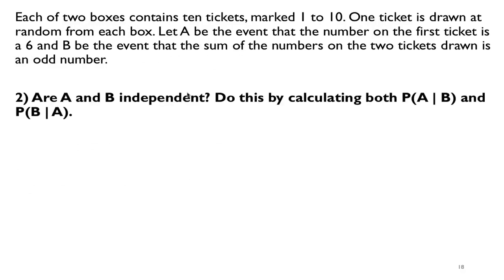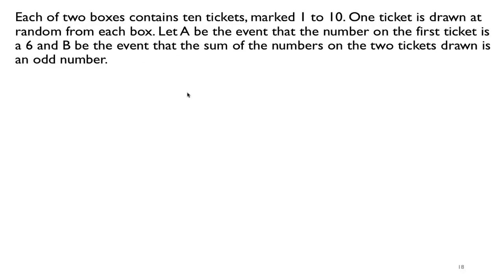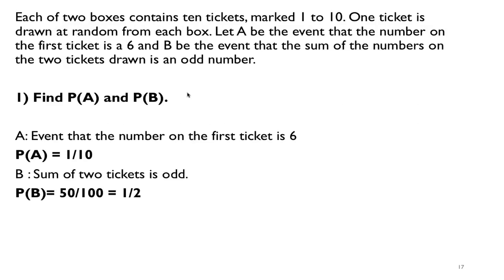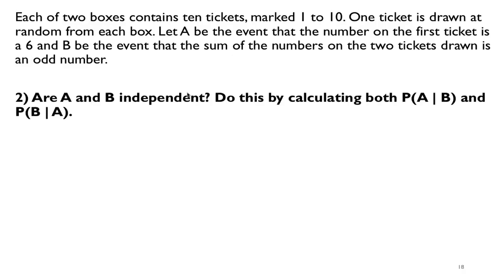Now let's ask: are A and B independent? Again, A is the event that the first ticket is 6, and B is the event that the sum is odd. The question now is whether they are independent. Let's do this by calculating both P of A given B and P of B given A. Usually you don't have to do both, but let's do both to see how we can check independence, and show that these 2 events are independent.